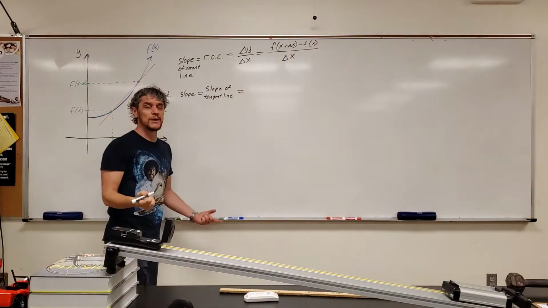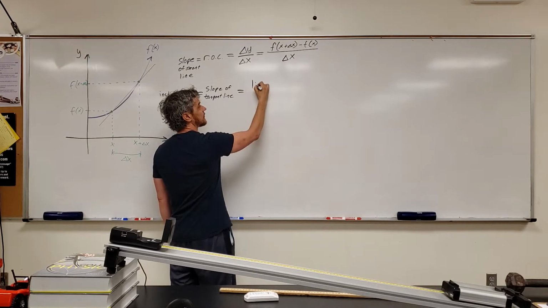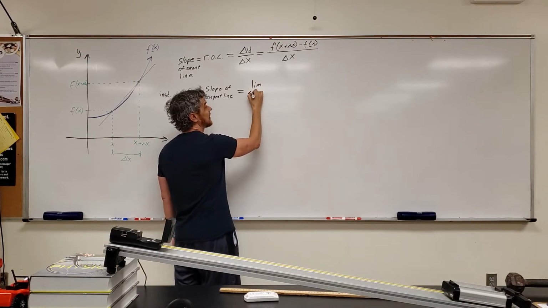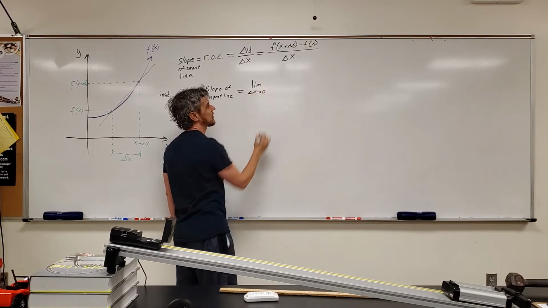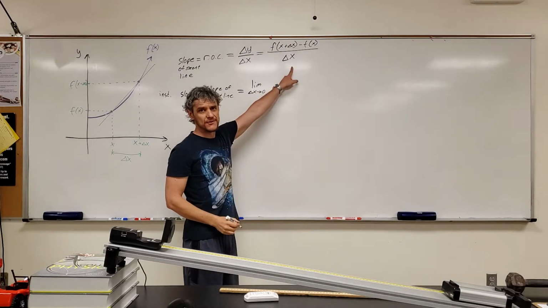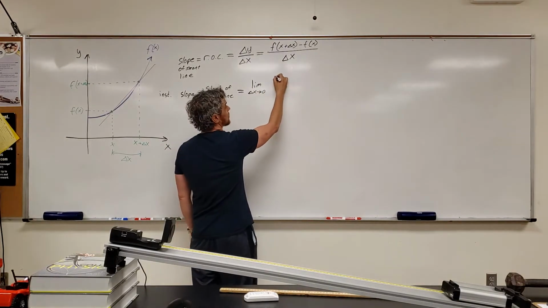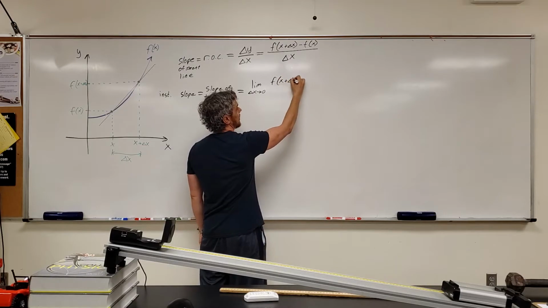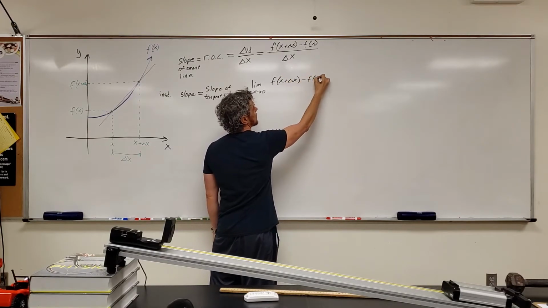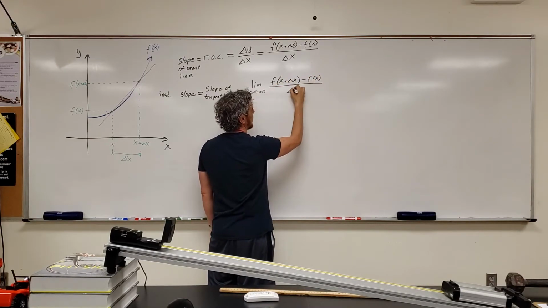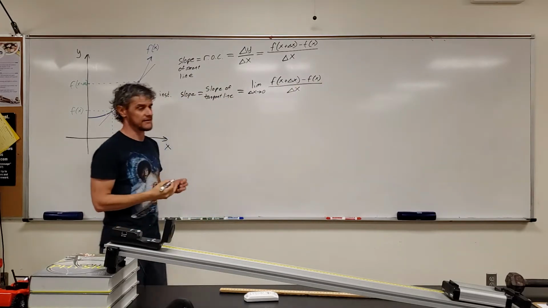That's going to be what we refer to as the limit, and I'll explain this in a second, as delta x approaches 0 of this quantity here, of the difference quotient, f of x plus delta x minus f of x, all divided by delta x. Now, what does this limit mean?